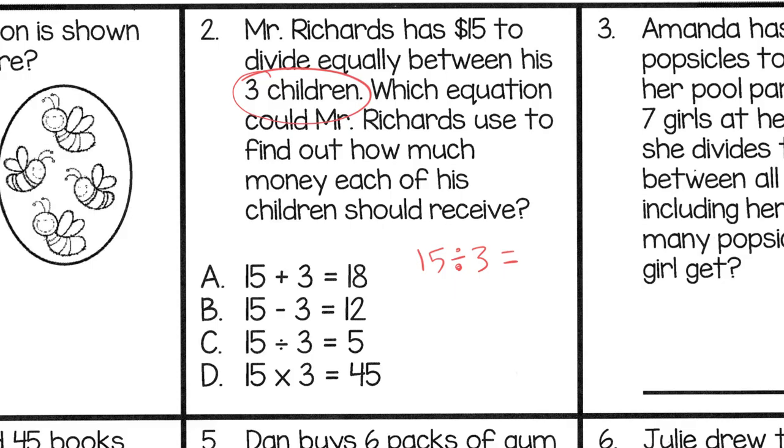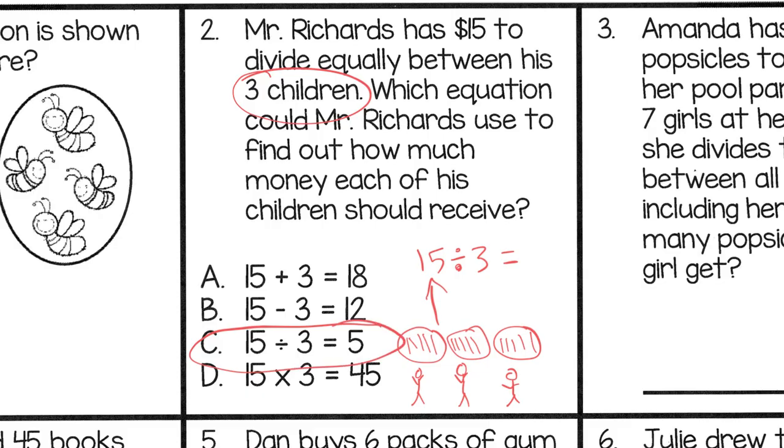We need to figure out how much each kid is going to get. So if I had that kid, and then I have this kid, and then I have this kid, and I give them all $1. You get $1, you get $1, you get $1. And I keep doing that until I use all $15. I just gave every kid $5. And that would be my 15. 5 plus 5 plus 5 is 15. That has to be my answer.